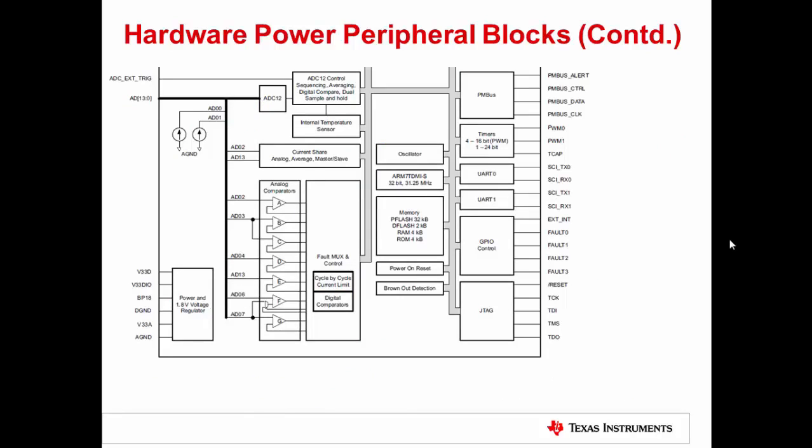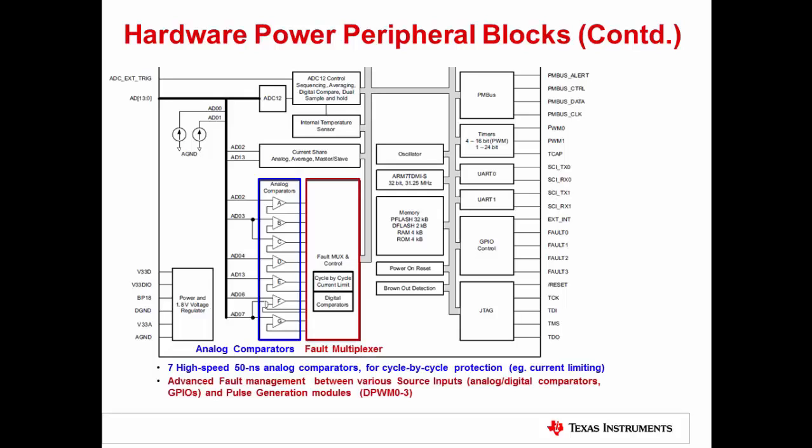Moving on to the bottom half of the block diagram, let's talk about protection hardware in the device. The UCD3138 device has a bank of 7 high-speed analog comparators which can be used to instantaneously turn off any of the DPWM outputs. Thus, these comparators can be used for functions such as cycle-by-cycle current limiting.